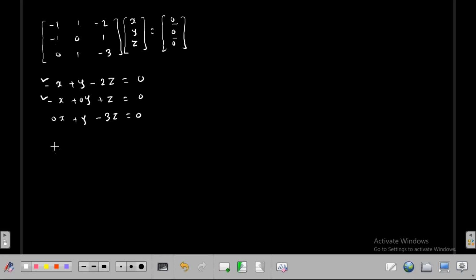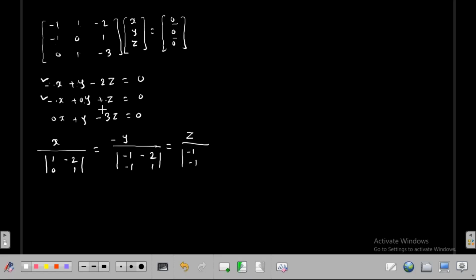So write these two equations in the form of x divided by, write the coefficients of y and z here. Y coefficient is 1 and 0, z coefficient is minus 2 and 1, equal to minus y divided by, now write the x coefficient and z coefficient. X coefficient is minus 1, minus 1, z coefficient is minus 2 and 1, equal to z divided by, now write the coefficients of x and y. X coefficient is minus 1, minus 1, y coefficient is 1 and 0.